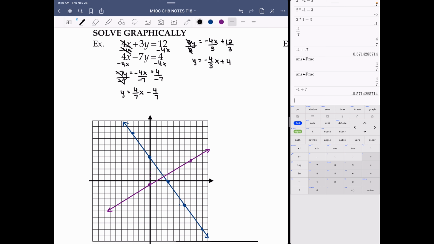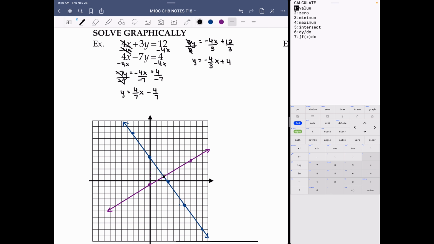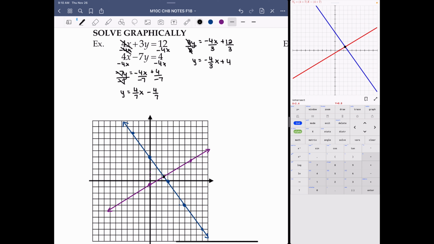And then our solution point is where they intersect, which on my graph, it told me was 2.4 and 0.8, which looks pretty accurate for where I was able to graph it. So that's pretty good.